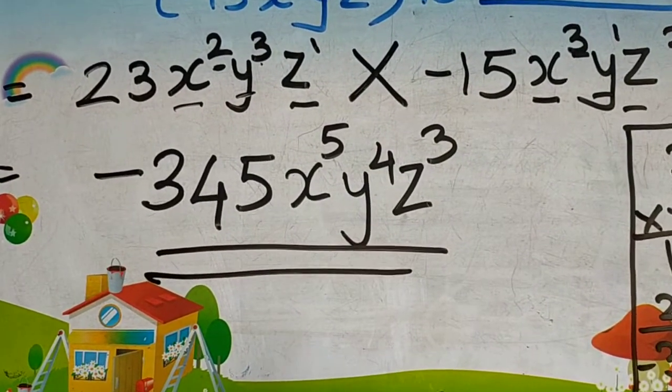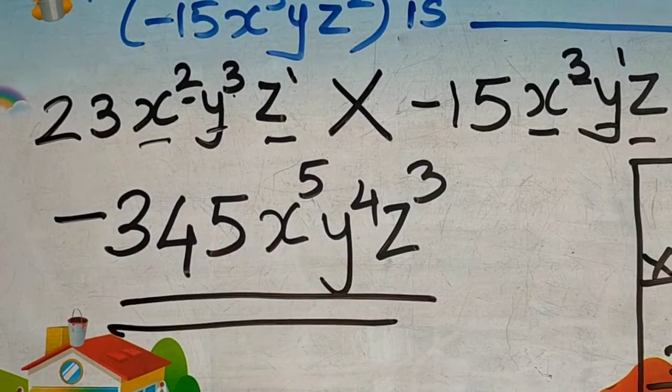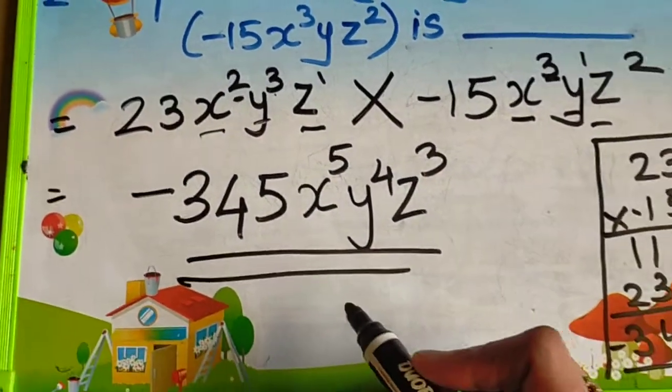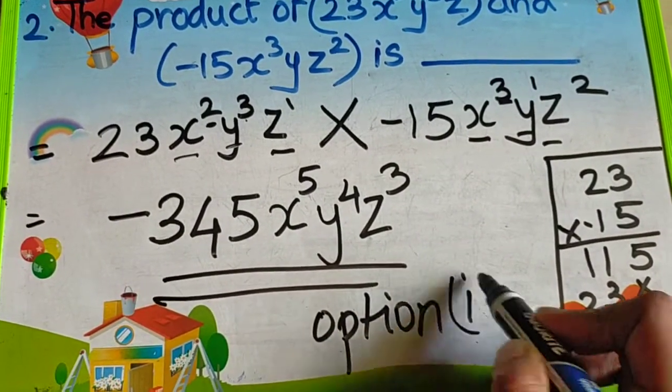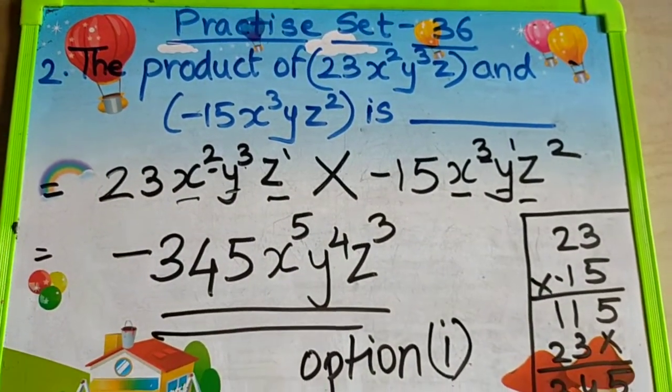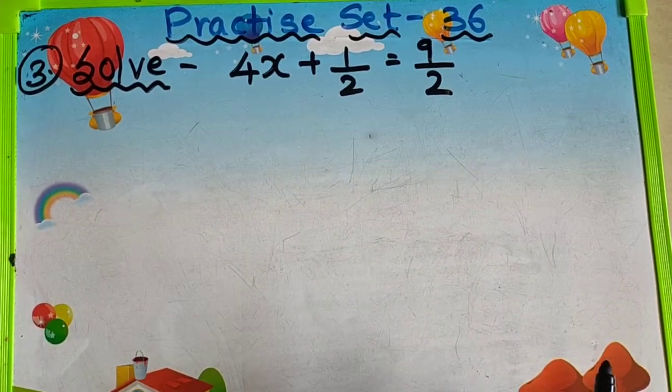So you can see in your textbook which option this is. Yes, this is option number 1. So the answer is option 1. Is it clear, students? Now see the next sum, students.